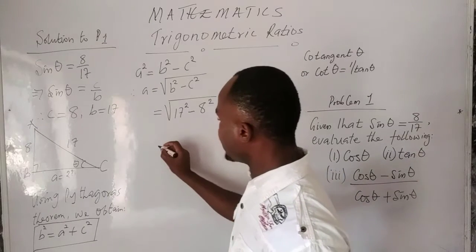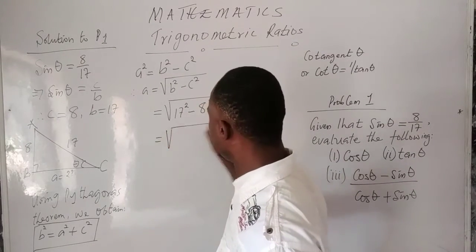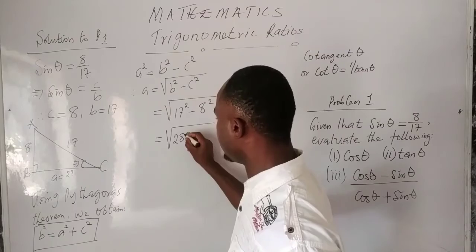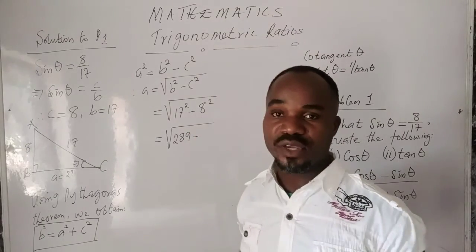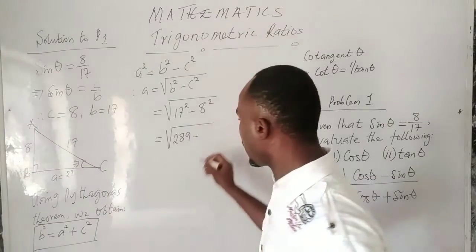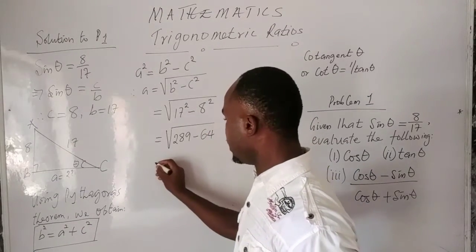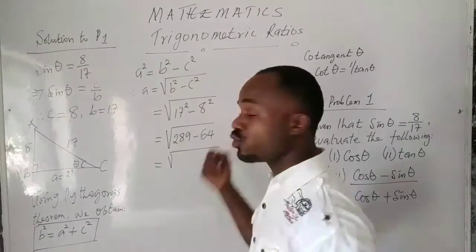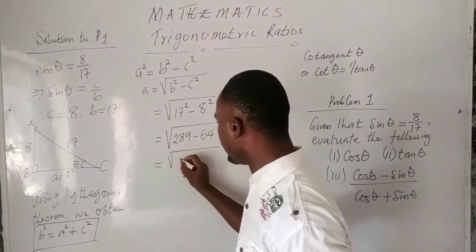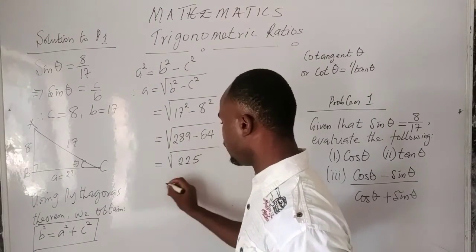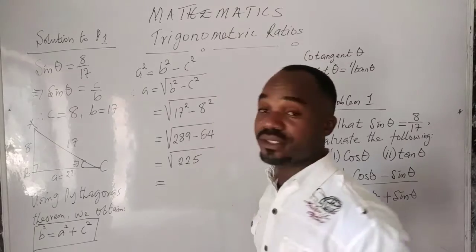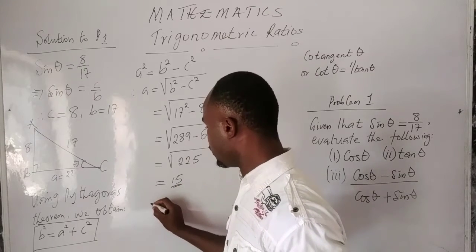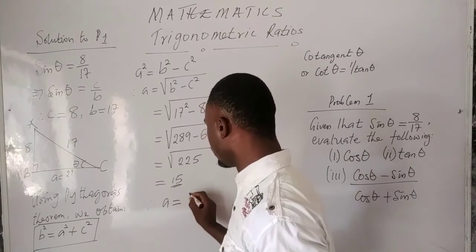So the next thing we're going to do, we continue. Simplify further. 17 squared will give us 289. 8 squared will give us 64. Then the next thing is, we consider the sign there. That is a subtraction sign. 289 minus 64 will give 225. And the root of 225 is simply 15. Therefore, A is equal to 15.